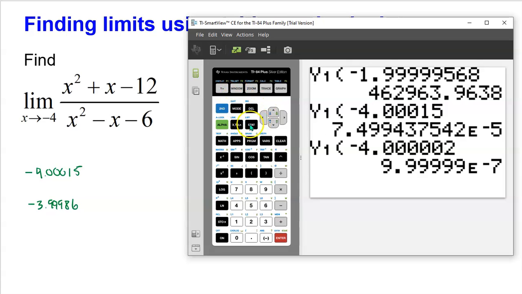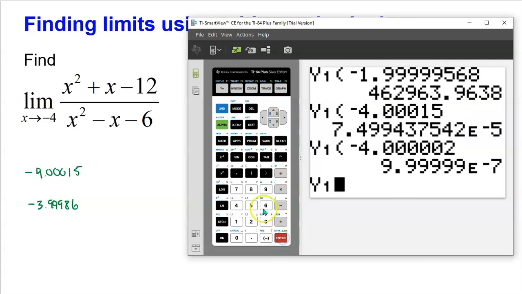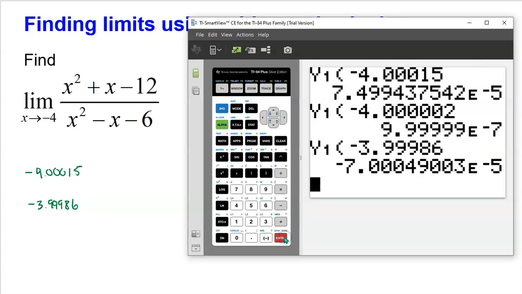And you know, what about the right-hand side? So again, Y vars, go and grab that function. And let's do negative 3.99986. Again, really, really close to negative 4 from the right. And same thing's kind of happening. I'm getting negative 0.00007, which is, again, really, really, really close to zero. So it looks like both sides are getting super close to zero.